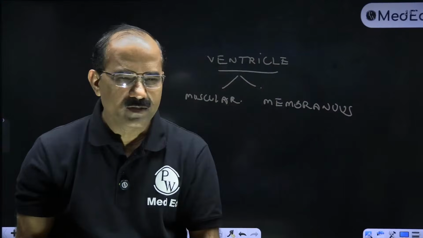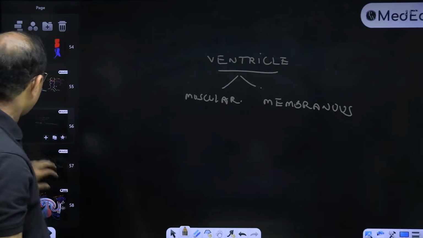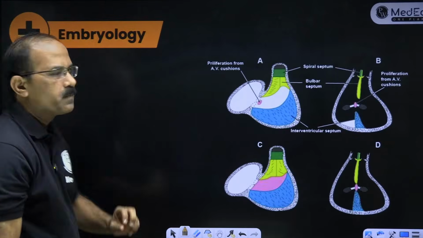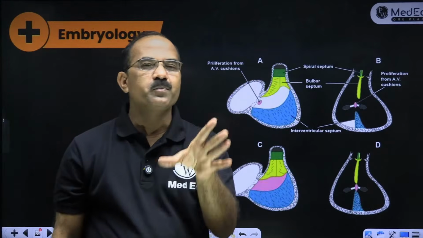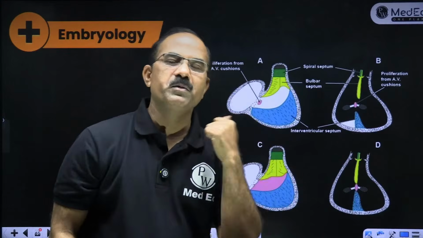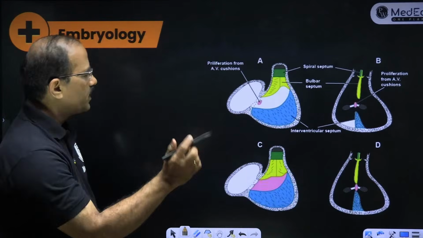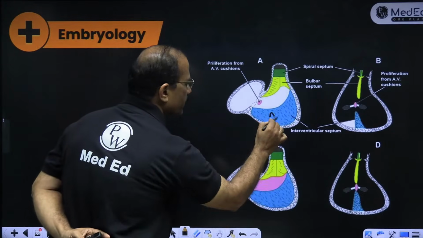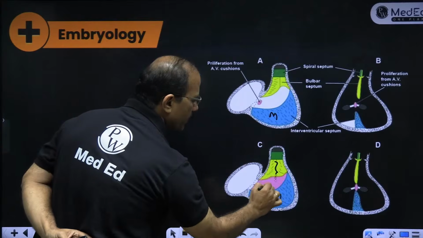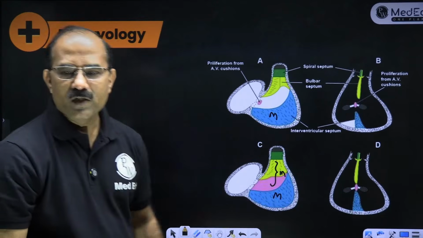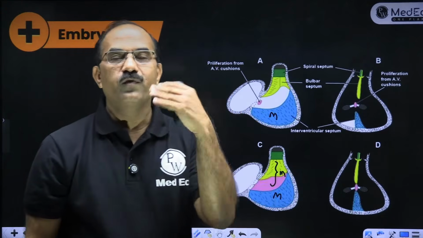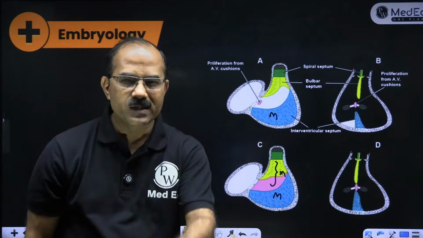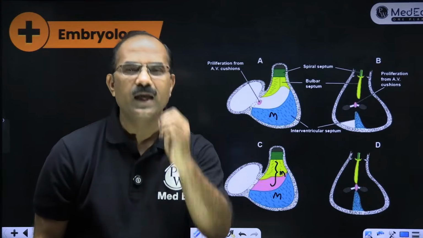So a septum forms inside the ventricles, named the interventricular septum. Look at this: the interventricular septum is made up of 2 parts, one muscular and one membranous. This is the muscular part, and what will this be? The membranous part. The muscular part grows in the floor of the ventricular cavity.